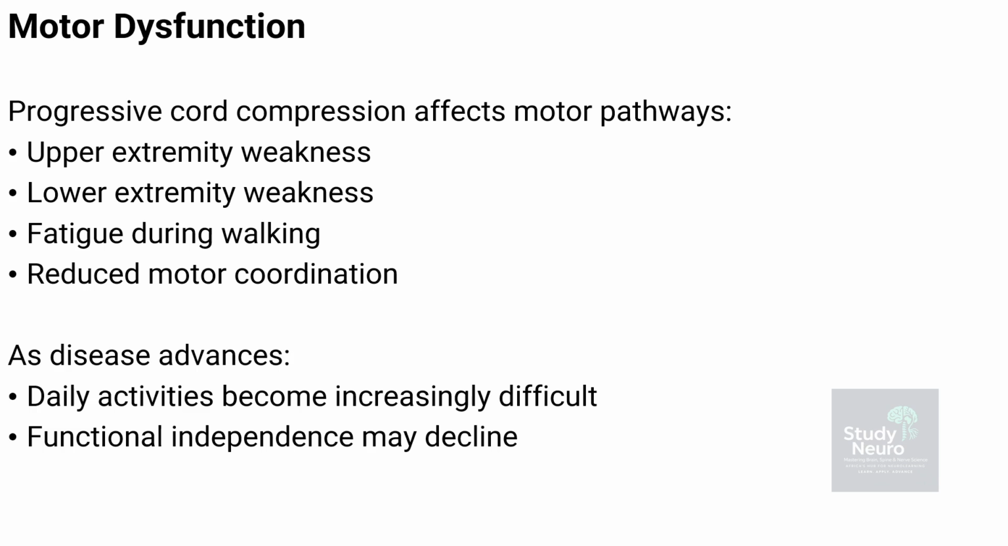As the condition progresses, these motor changes begin to affect daily function more clearly, with routine activities becoming harder to complete and overall independence gradually declining in a stepwise and sometimes unpredictable manner. Function starts to slip. Clinically, this progression next to coordination loss signals advancing spinal cord compromise that requires careful monitoring and timely intervention to prevent further functional deterioration.